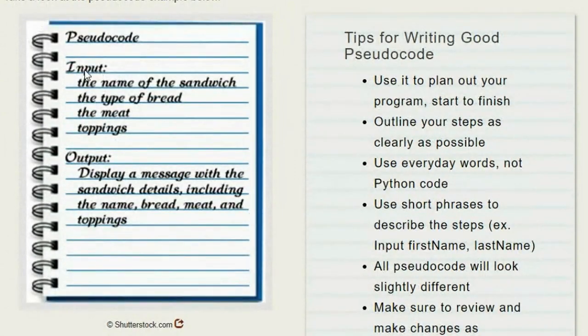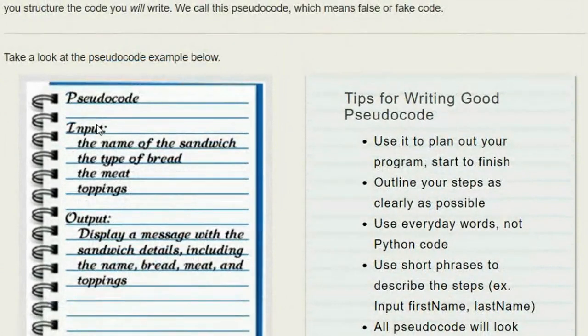Now look at this. Input: the name of the sandwich, the type of bread, the meat, the toppings. Output: display a message with the sandwich details, including the name, bread, meat, and toppings. If I put that in Python, would that do anything? Would that run? No, that would give me all kinds of errors because none of that means anything.